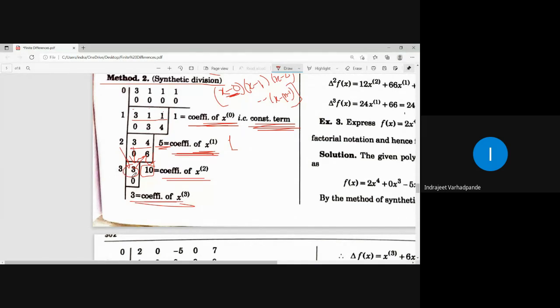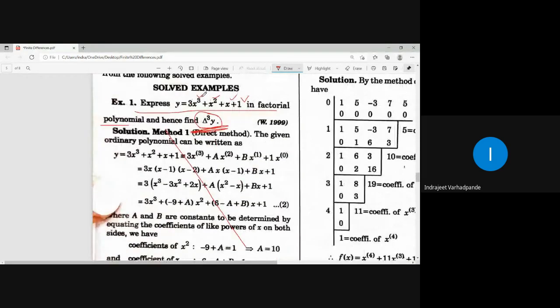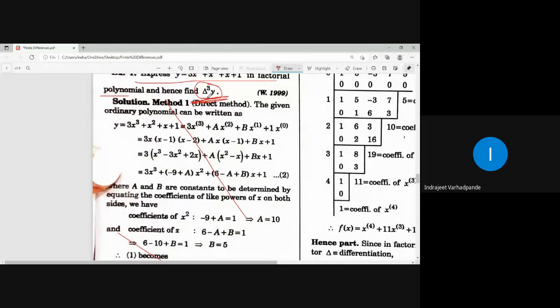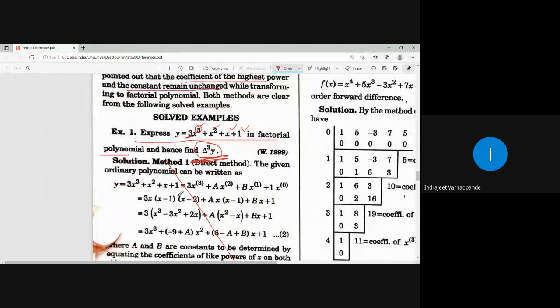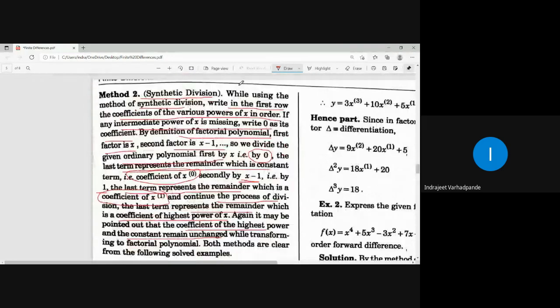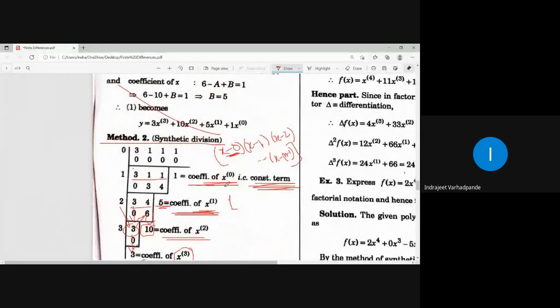Because if you divide by 3, the 3 will still remain as it is. There is nothing to add for the product. So 3 remains as it is, which will be treated as the coefficient of x to the power 3 factorial. Now see, what was the degree of the original polynomial? 3. Here also the degree of the factorial polynomial is 3. The coefficient of the highest term is 3. Here also the coefficient comes out to be 3. The constant term here is 1. Here also the constant term obtained is 1.